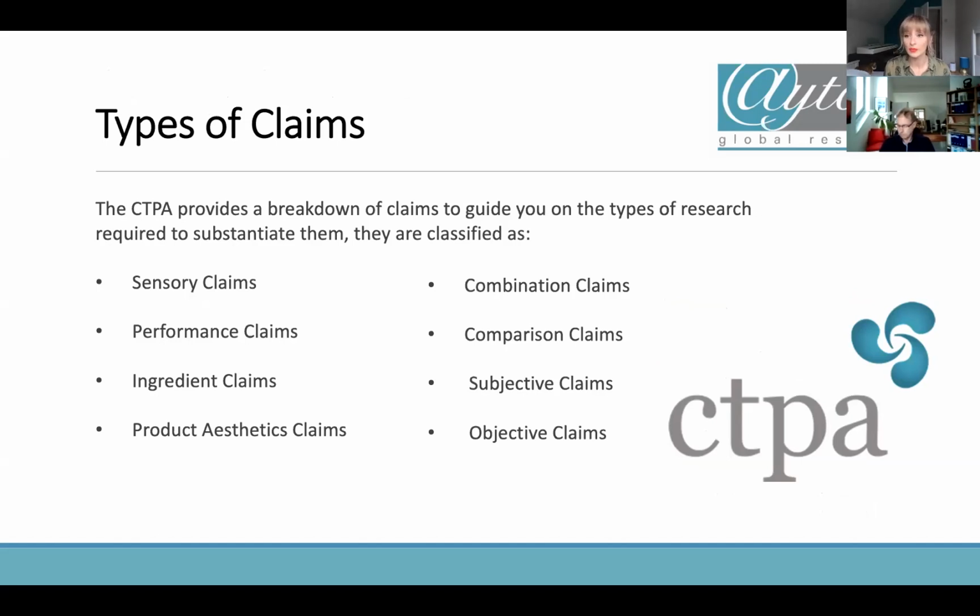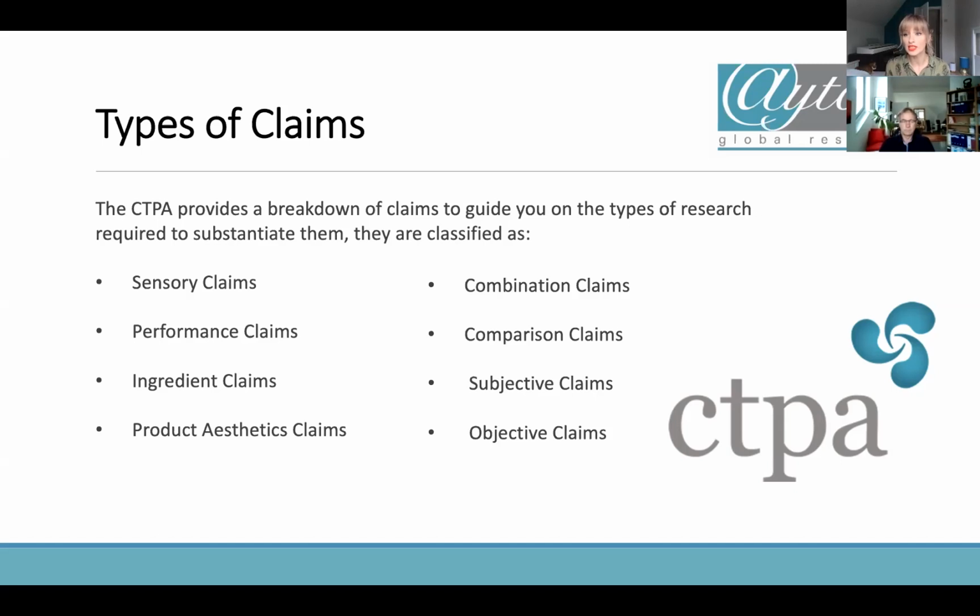There's performance claims. It's really straightforward. It's the efficacy of the product. Does it do what it's supposed to do? If it's an antiperspirant, does it leave people feeling dry for longer? Ingredient claims, mentioned it earlier, could be something like "contains soothing aloe vera." Combination claims, this is where you have, usually with things like shampoo and conditioner, "for best results, use this shampoo with this conditioner," that kind of claim.